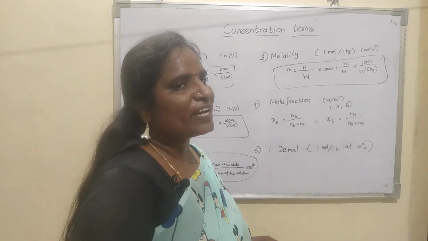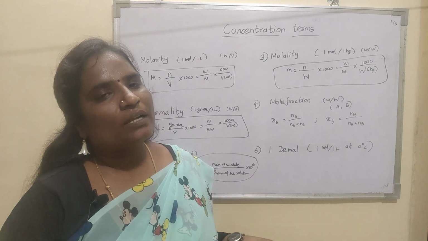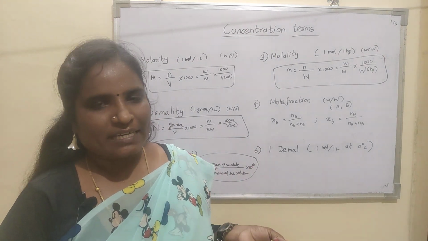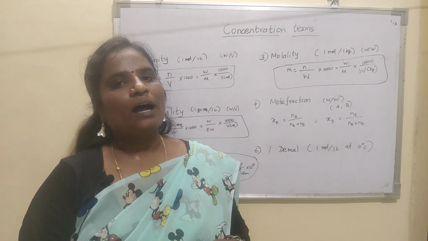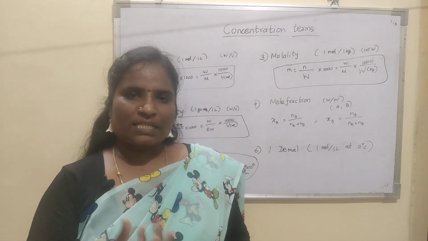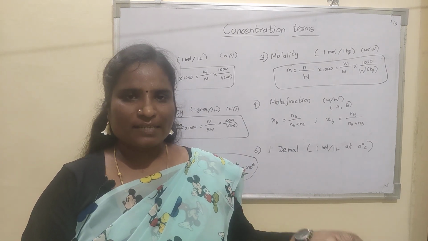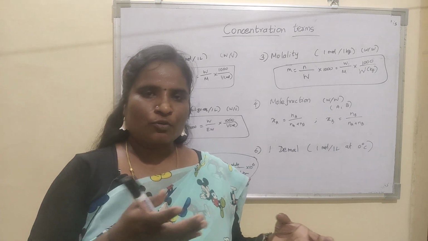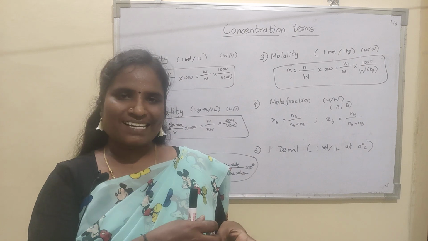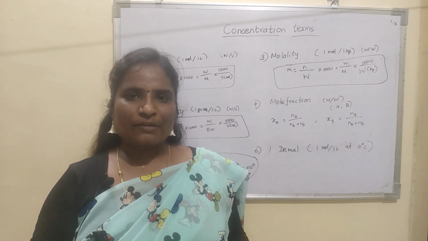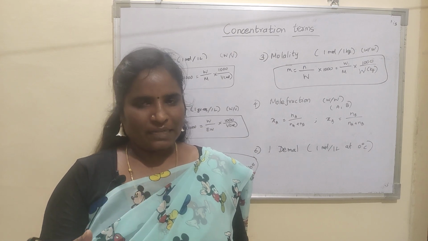Next one is the mole fraction. This is also weight by weight. So what is a mole? Moles is the given weight by molecular weight. Suppose we have two components, sugar as well as water. I have to calculate how many moles of water there are and how many moles of sugar there are, and then sum both the moles of sugar and water, that is the total moles. Now I take the ratio.